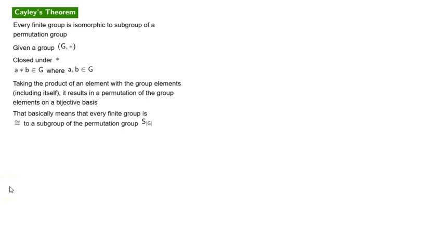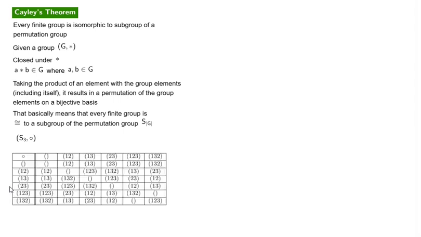So let's take S3 and its Cayley table. Taking the product of an element with the group elements, including itself, gives us what? It gives us each row of the Cayley table, isn't it? We take r2 and take the product with the group elements, which gives us the elements of the row. And each of these rows is nothing but a permutation of the header row.